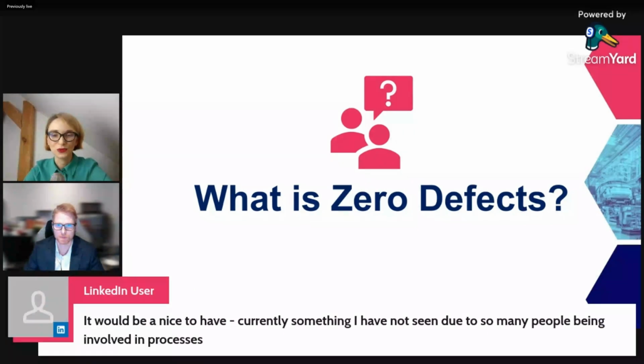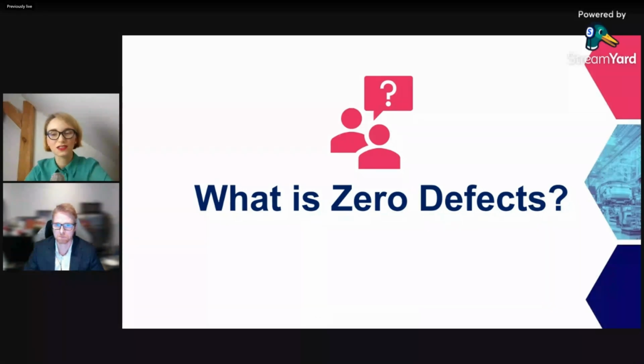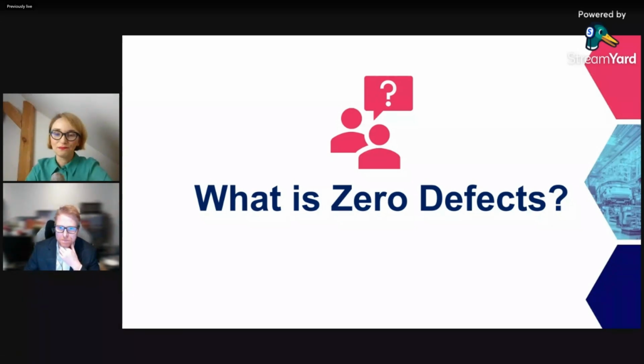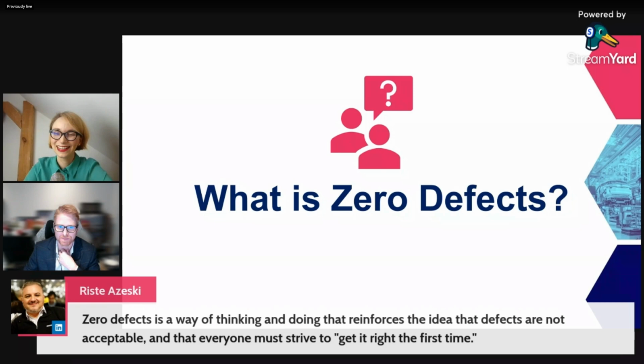What else? It would be nice to have currently something I have not seen due to so many people being involved in the process. This is a nice comment. However, due to many people, maybe it's good that so many people are involved, because then everyone is responsible for this direction. Utopia. Yeah, maybe. Yes, why not? What else? This utopia is really a nice comment.